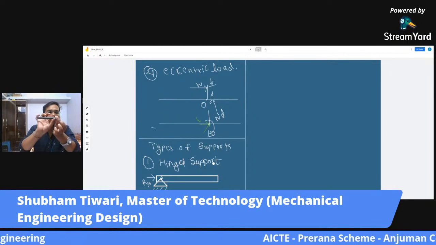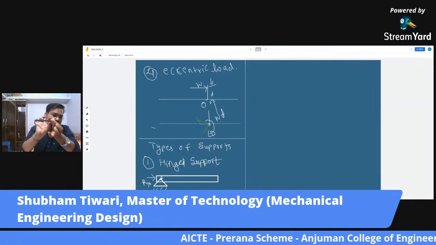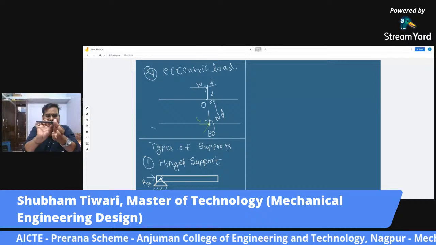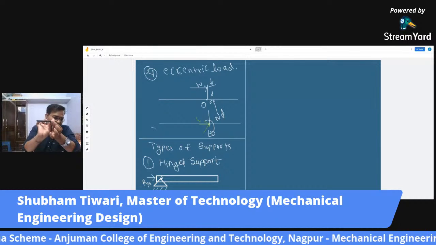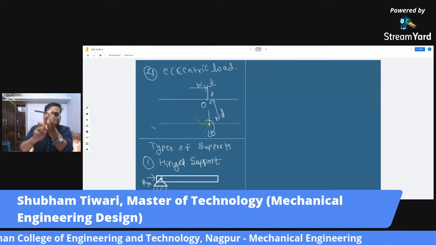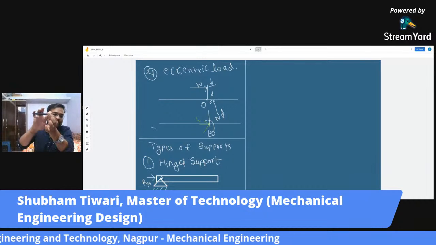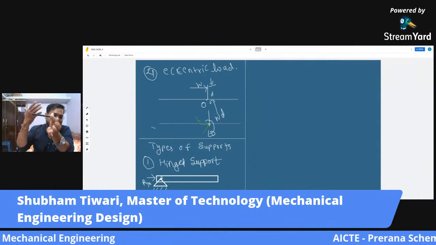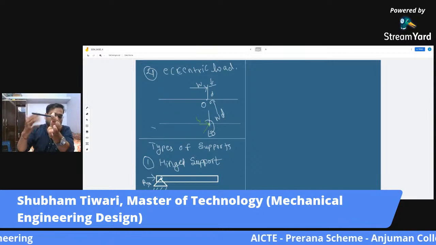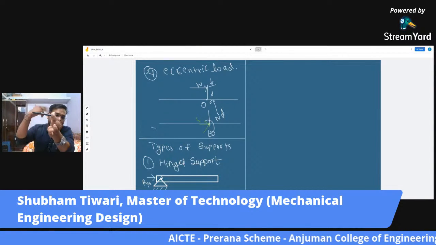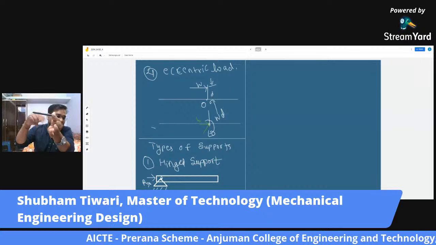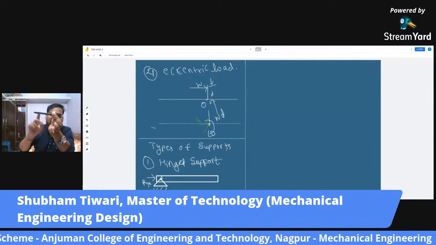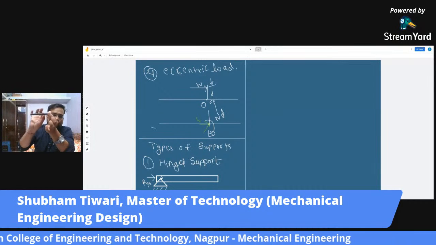Now if I try to just push this beam upwards, it will not move in y direction, because when I apply this force in y direction, this support is capable enough to provide a resistance or reaction, of equal magnitude and in opposite direction, to avoid this motion in y direction. So it cannot move in x direction, it cannot move in y direction.